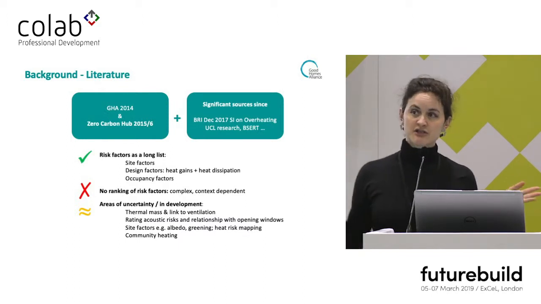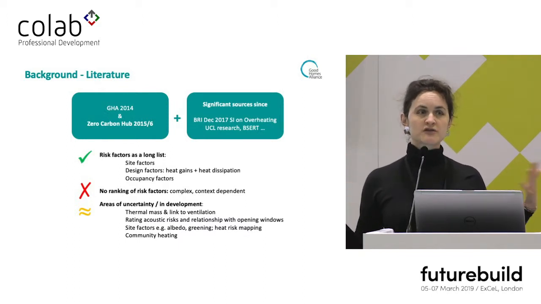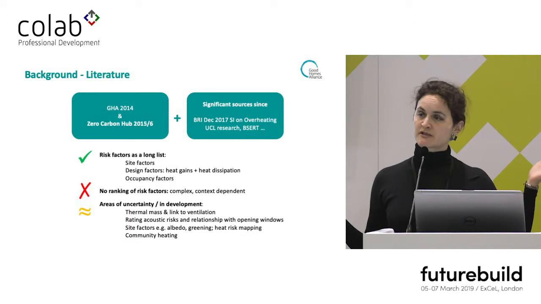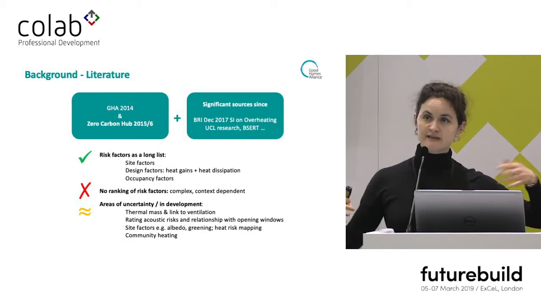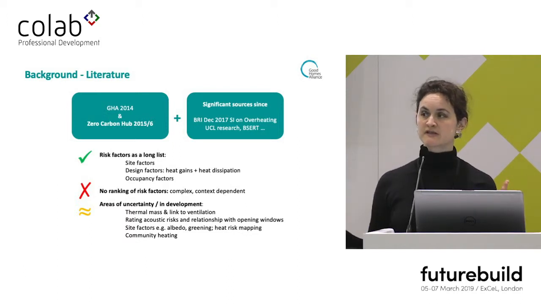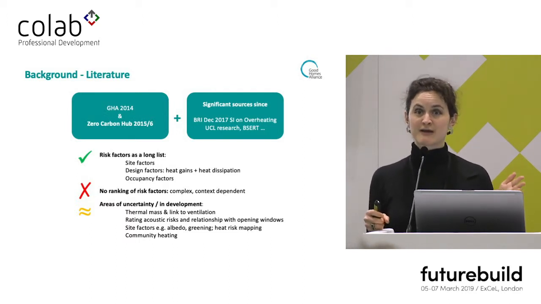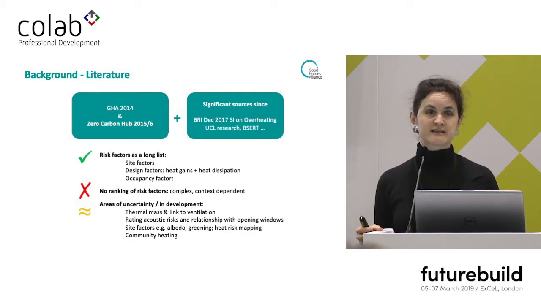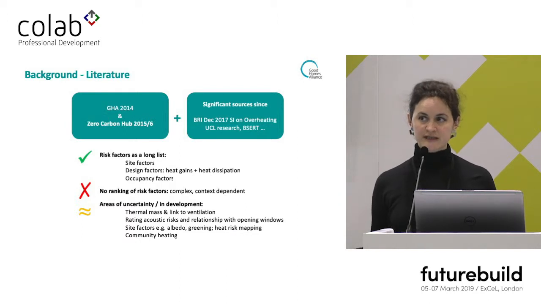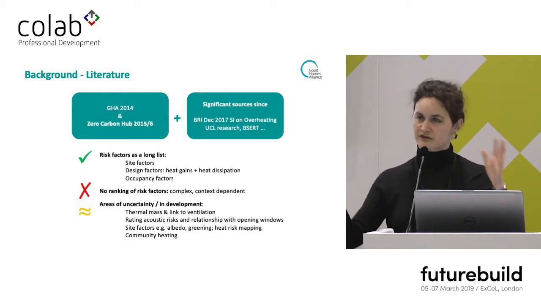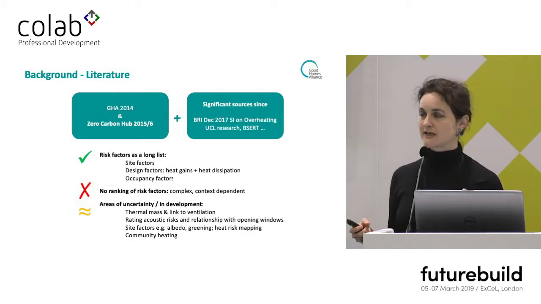In terms of the literature, we reviewed all sorts of information about risk factors for overheating and possible mitigation measures. To be quite honest, I would still recommend going to the Zero Carbon Hub reports on overheating. They're still very, very comprehensive. There's loads of sources of information. And there is more literature since that we have looked at, but this is still a very, very good starting point.